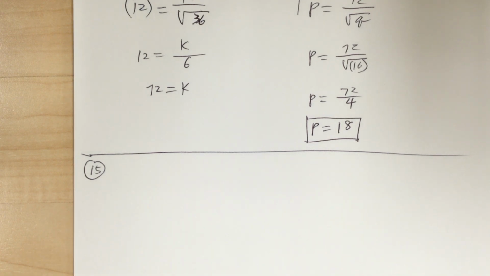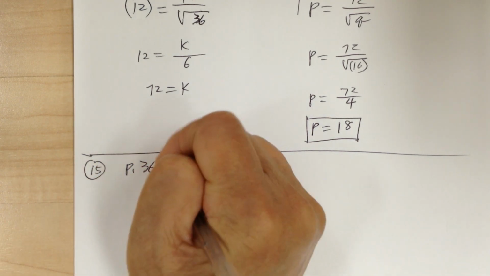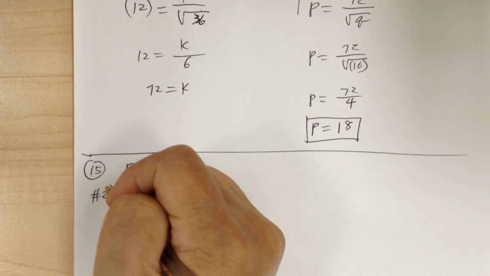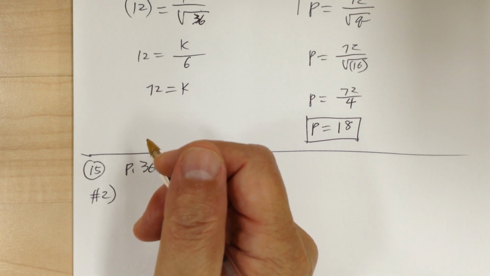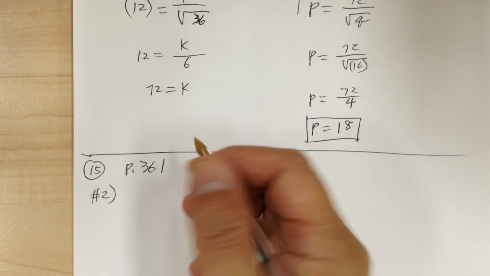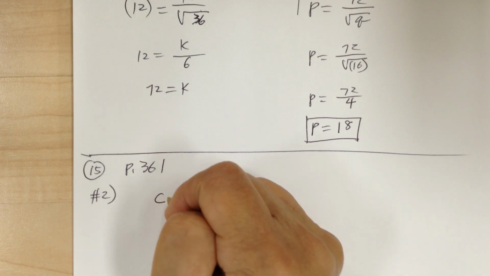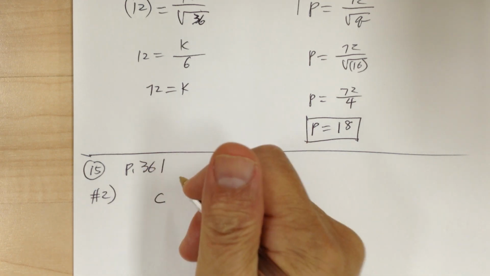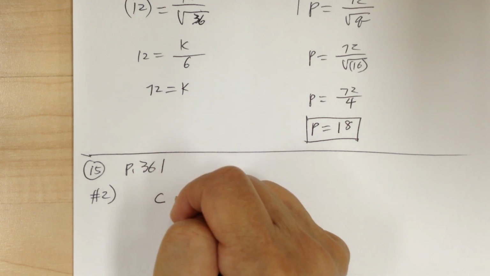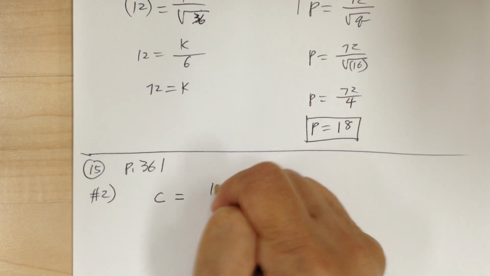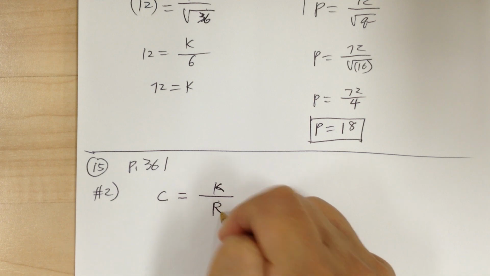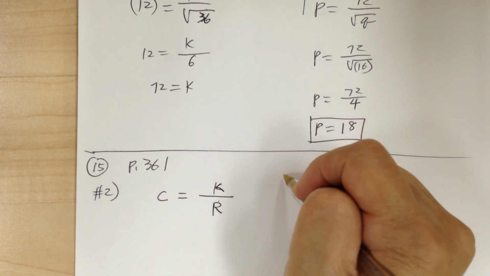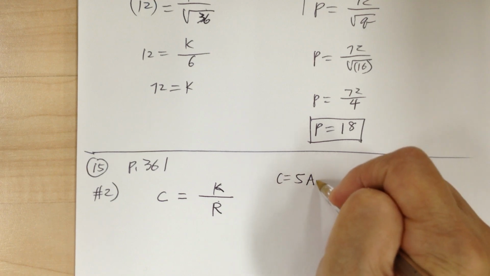Okay, number 15 on the list. Let's go to page 361 and do number 2. This is the word problem. By Ohm's law, the current flows through a wire. Current is I, but since most of you don't know about electronics, they're just going to use C for the current. But in electronics, the current is I. Let's use C. So the current flow in the wire is inversely proportional to the resistance of the wire.